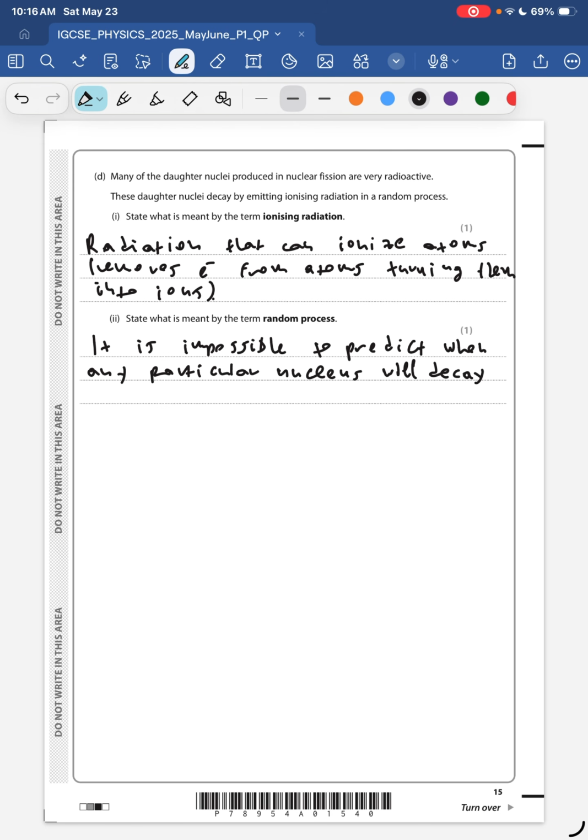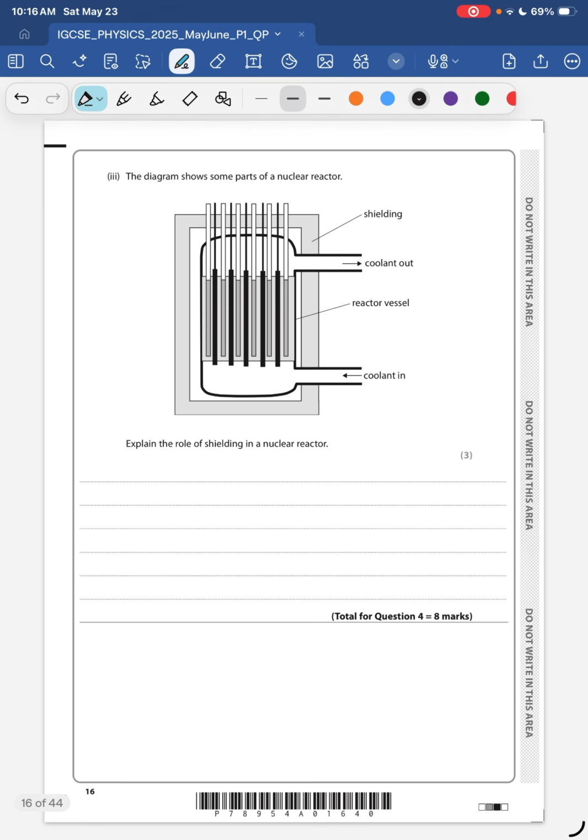Okay, that's the answer to part two. Part three, the diagram shows some parts of a nuclear reactor. So we see the shielding, the coolant out, the coolant in, and the reactor vessel. Explain the role of shielding in a nuclear reactor.